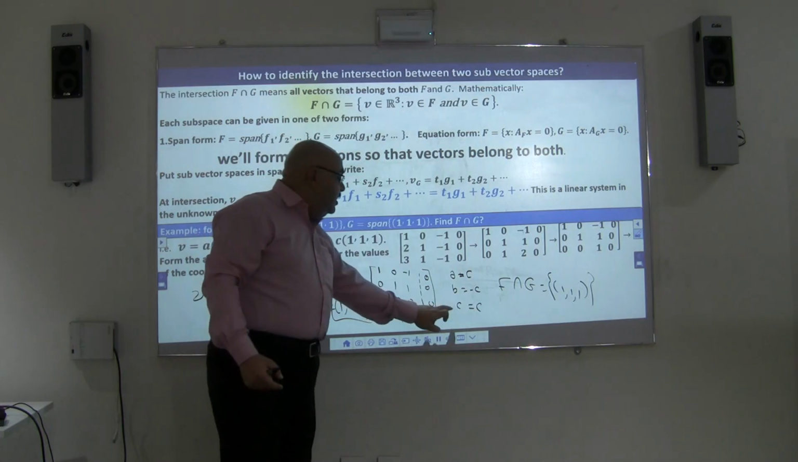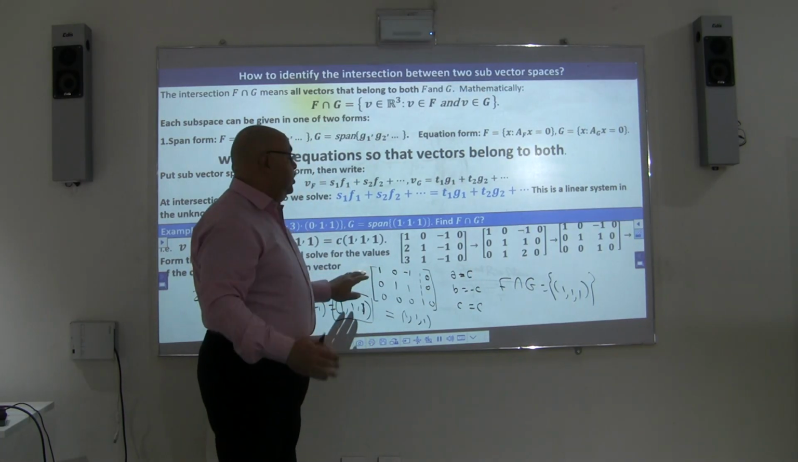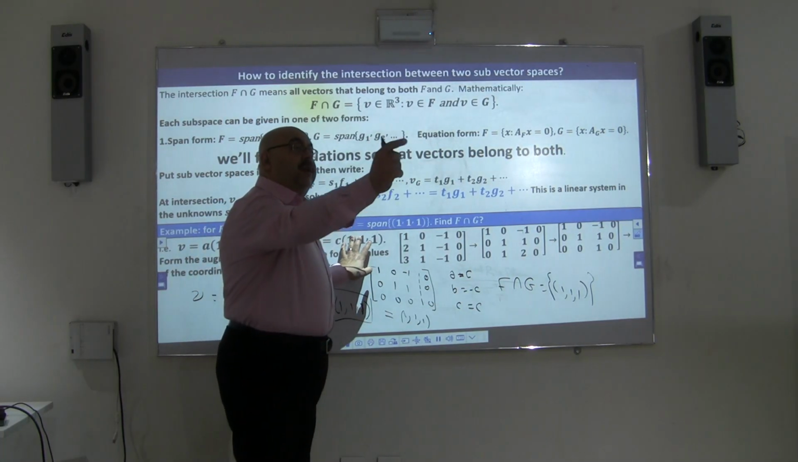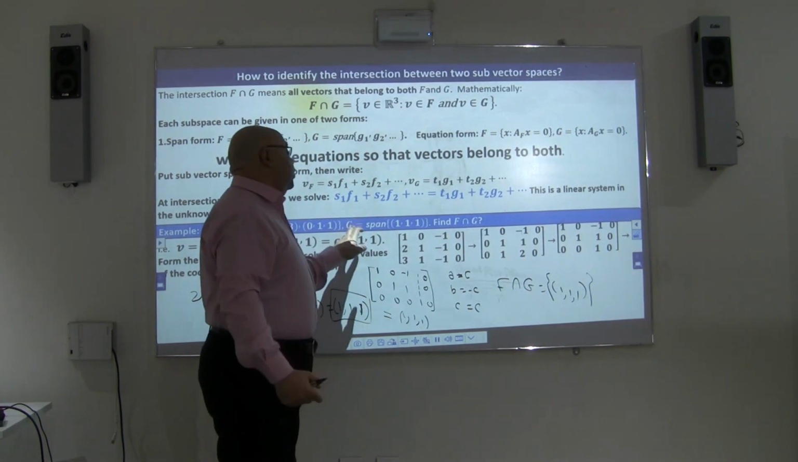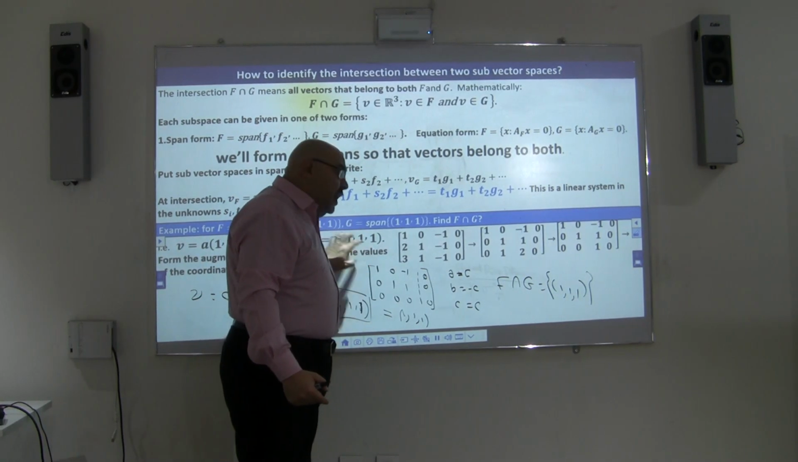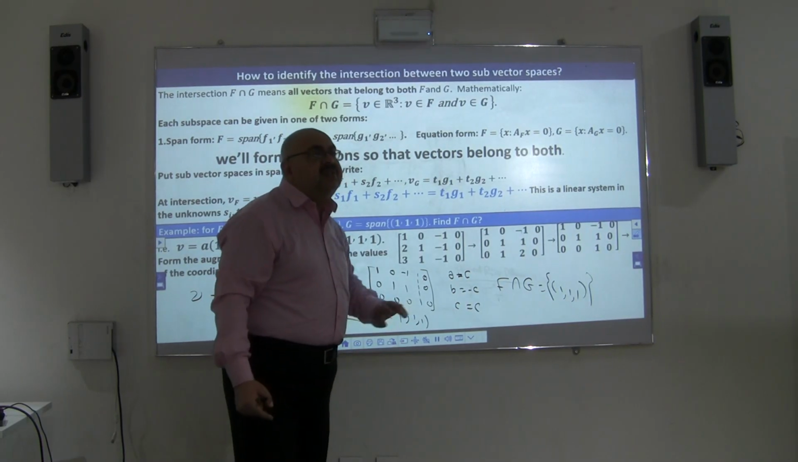And if I used C, the other condition, and substitute it here, you will get the same set of vectors that belong to G. And then the intersection between them will be this set.